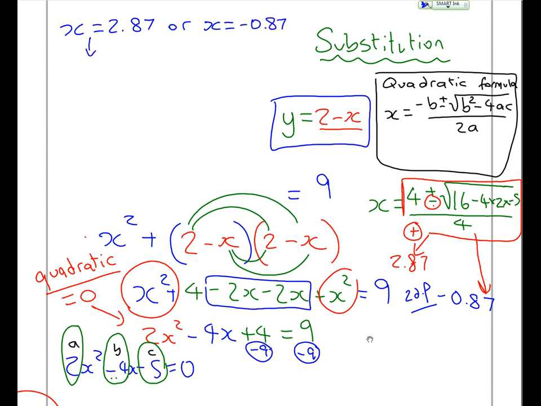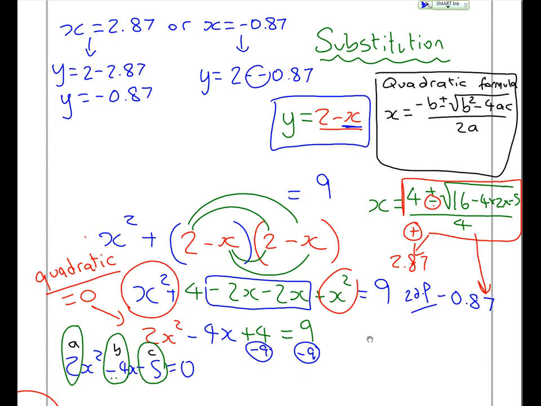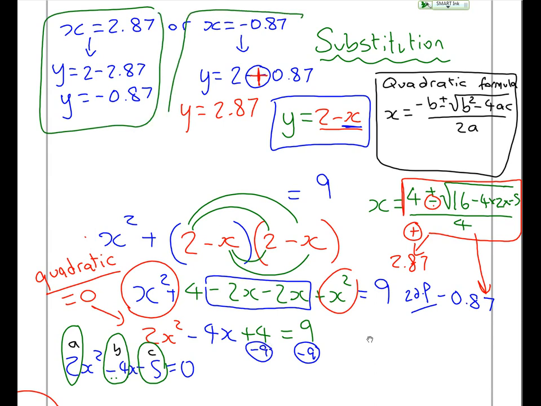When x equals 2.87, y equals 2 minus 2.87 because it's 2 minus x, and we put our x value in. So y can be minus 0.87. When x is minus 0.87, we do y equals 2 minus minus 0.87. When two minuses are next to each other, they go together and make a plus. So y is 2.87. We pair them up. This x value goes with this y value. This x value goes with this y value.